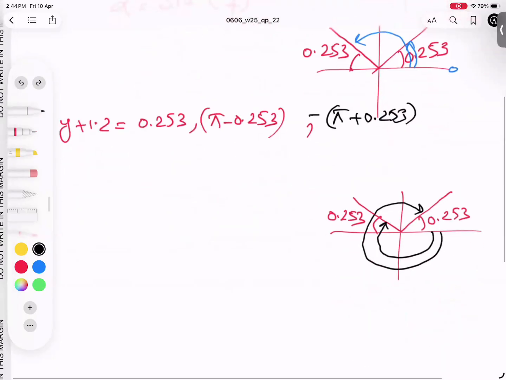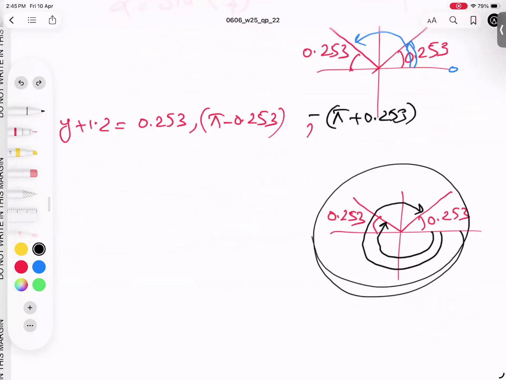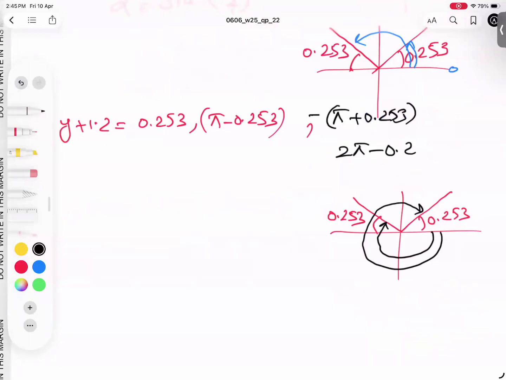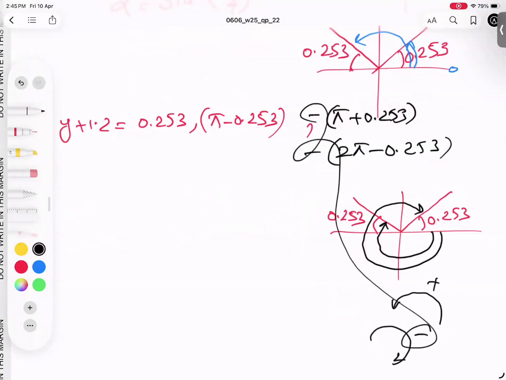Now what about from here till here, 360 degrees or 2 pi? So the full is 2 pi, but this angle I don't need. I am writing here 2 pi minus 0.253, but outside I'm putting a minus sign. Again, you may ask why negative: because anti-clockwise we take positive and clockwise we take negative. That is why I kept the negative outside.